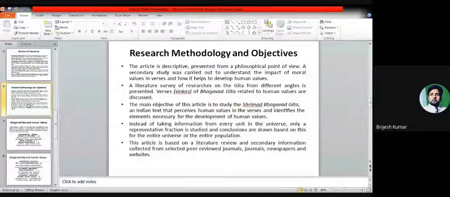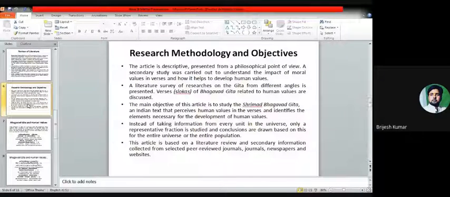This study describes human values and what they mean. So this research is descriptive in nature. Instead of taking information from every unit in the universe, only a representative fraction is studied and conclusions are drawn about the entire population. This article is descriptive, presented from a philosophical point of view.